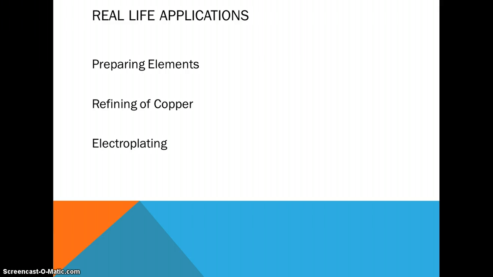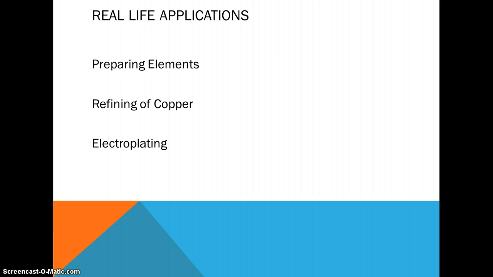Next is the refining of copper. Electrolysis can be used for purposes other than preparing elements. One example is refining of copper. Very pure copper is often needed to make electrical equipment. An electrolytic cell for refining copper contains very pure copper at the cathode, impure copper at the anode, and copper sulfate as the electrolyte.